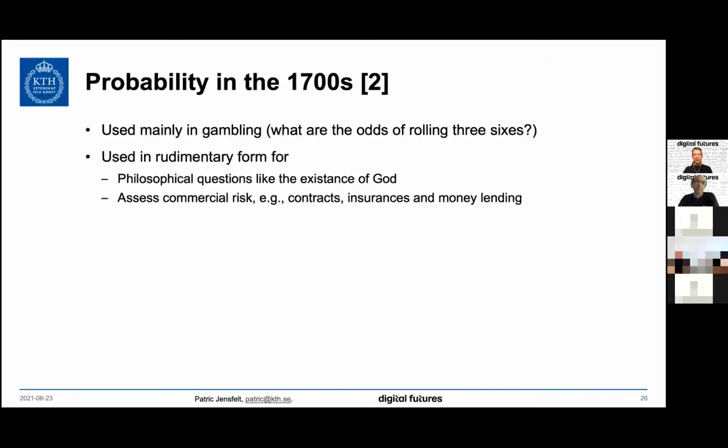So in the 1700s, probability wasn't really as mature as it is today, as you can imagine. It was used mainly in gambling, where it was quite handy to be able to say something about the chance of rolling sixes. If you roll three times, what's the chance of getting 6s all three times? It was also used in philosophical questions, like trying to figure out if God exists. And also, of course, in commercial risk assessment. So if you wanted to value certain contracts, or you wanted to decide how much someone had to pay in a premium or interest rates and so on.